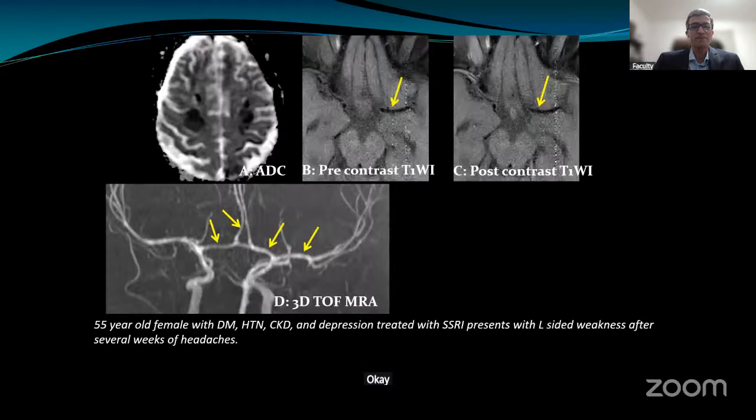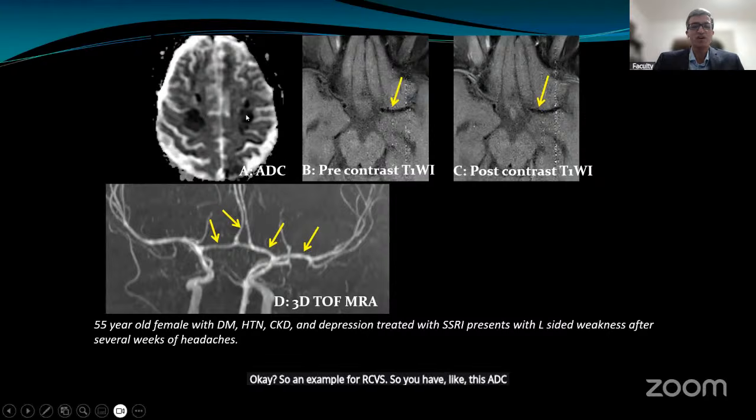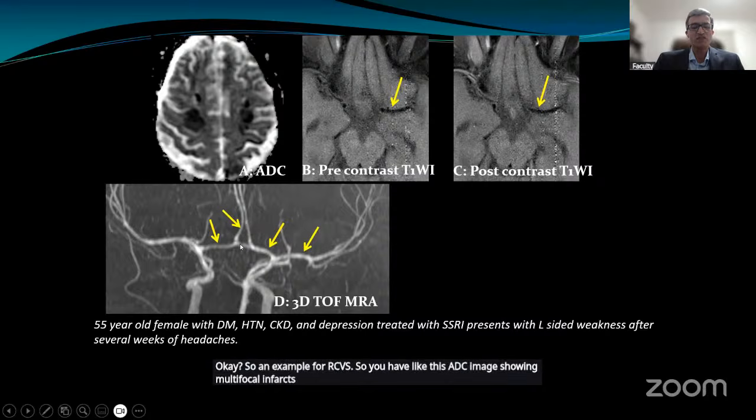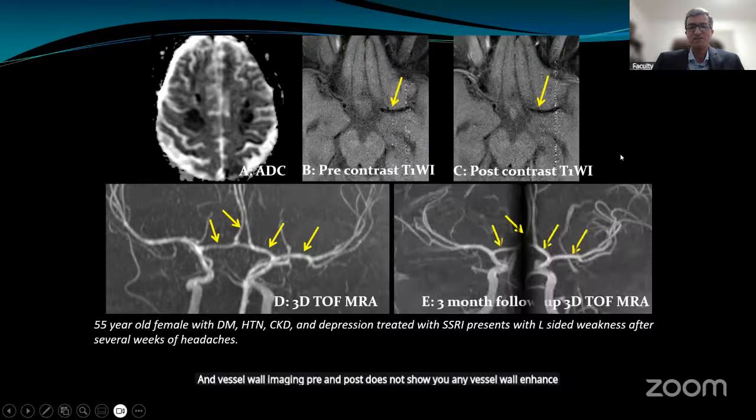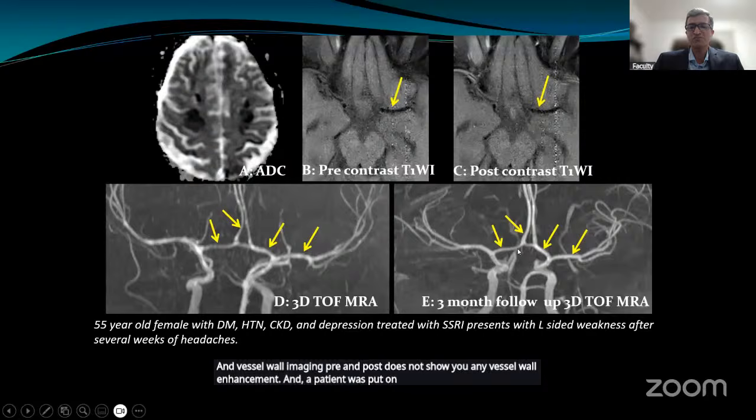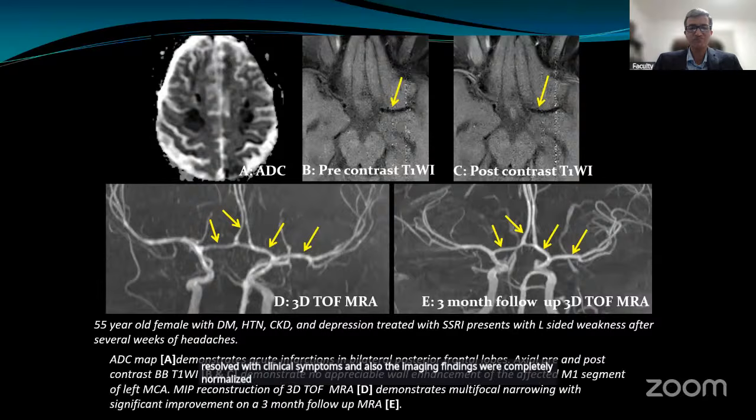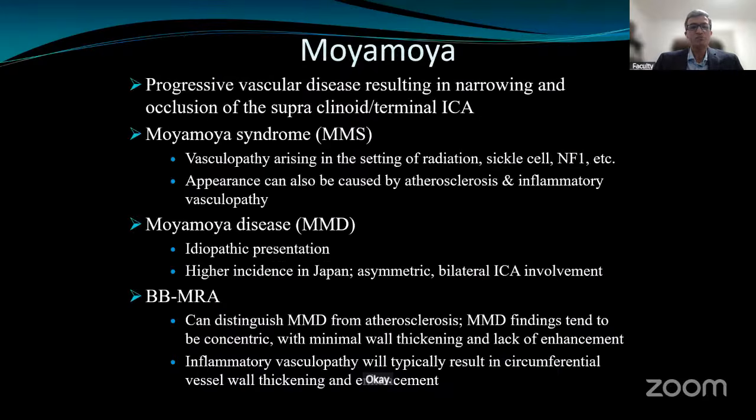Okay. So an example for RCVS. You have this ADC image showing multifocal infarcts, and TOF MRA showing mild multifocal narrowing, especially the A1s, A2 segments and M1 segment. And vessel wall imaging pre and post does not show you any vessel wall enhancement. The patient was put on treatment, and after 3 months of follow-up you can see the nice crisp-looking vessels, completely resolved with clinical symptoms, and the imaging findings were completely normalized.